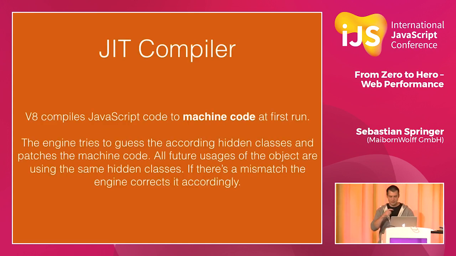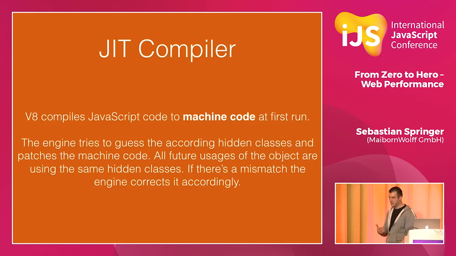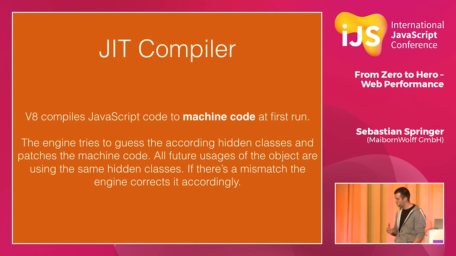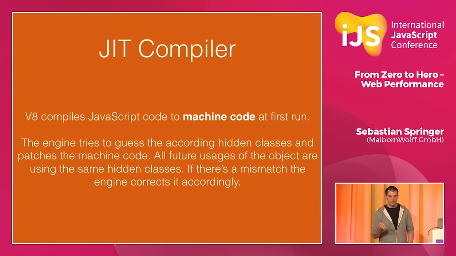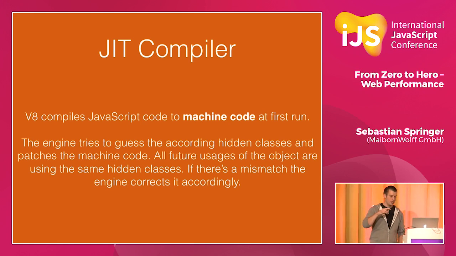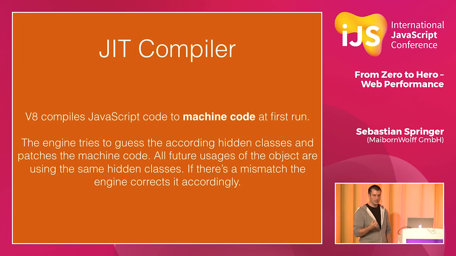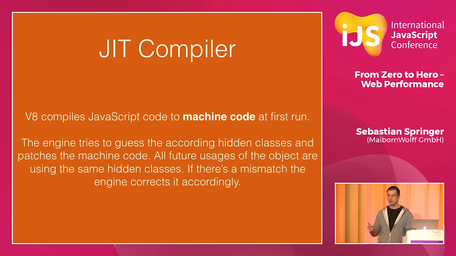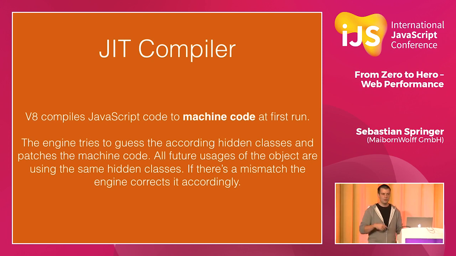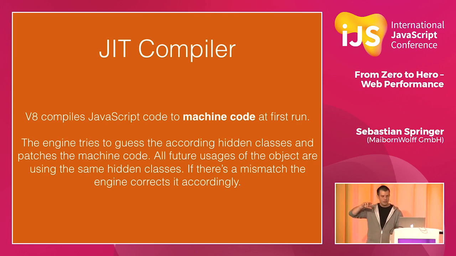JavaScript is not processed as plain text, because that would also be terribly slow. JavaScript is compiled to machine code, and that's why, if you have a change in your source code, you have to reload it in the browser or reload even your Node process, because JavaScript compiles your code to machine code, keeps that in memory, and does not know of any changes in the files.